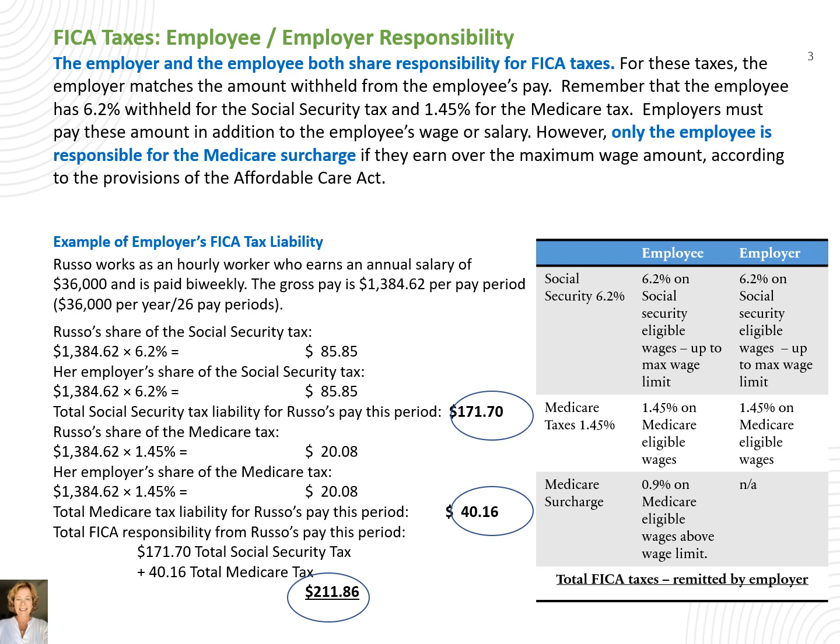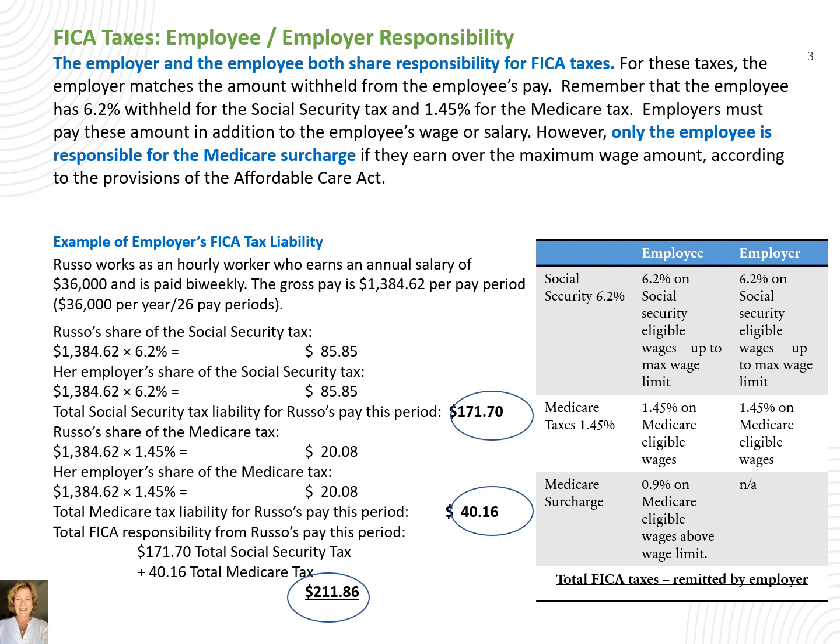So here's an example for calculating the total FICA tax liability. In this example, Russo works as an hourly worker who earns an annual salary of $36,000 and is paid biweekly. Her gross pay is $1,384.62 per pay period.